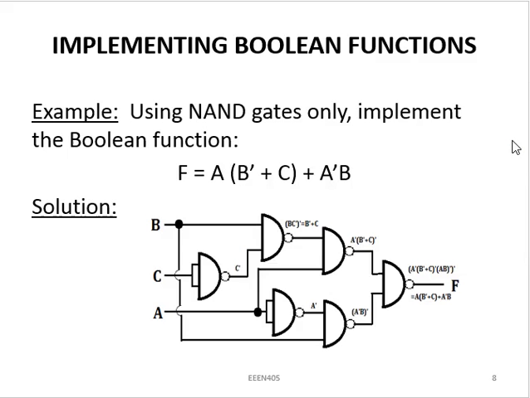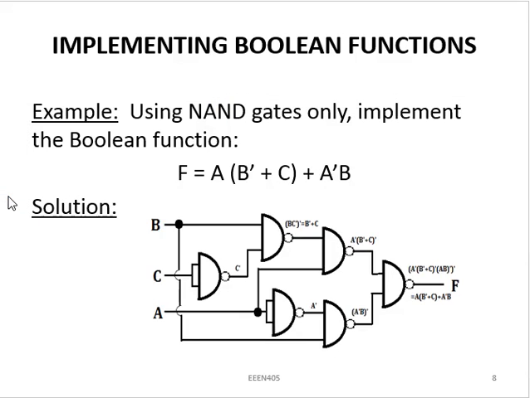So the next thing is we are going to see how we can implement Boolean functions using these universal gates, that is using either NAND gates or NOR gates. And here is a typical example given to us. We are told that there is a Boolean function f which is equal to a into (b prime plus c) plus a prime b, and we are asked to implement it using NAND gates. That is one of the members of the universal gates.